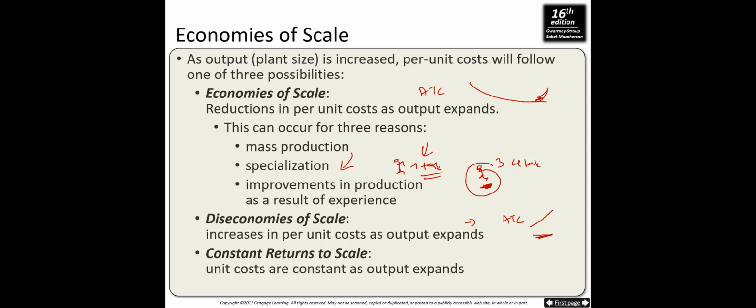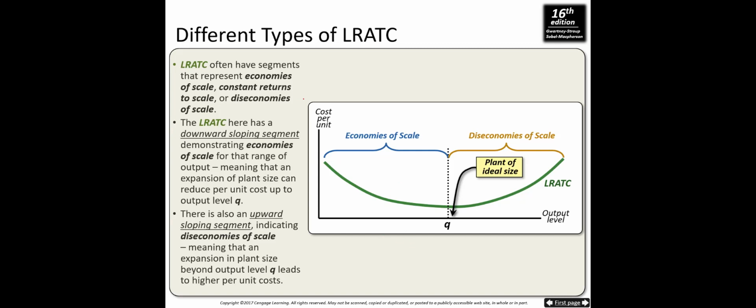Constant returns to scale means unit costs are constant as output expands. So you can see different types of long run average total cost. You have economies of scale here because when you produce more and more, average total cost is decreasing. And then this is the ideal plant size. And when you increase the quantity, then you see the diseconomies of scale.